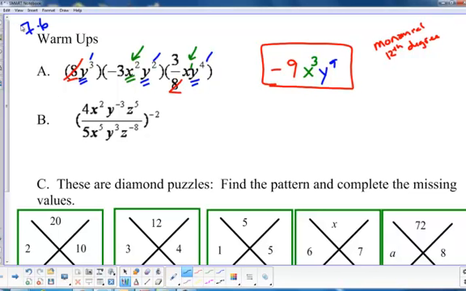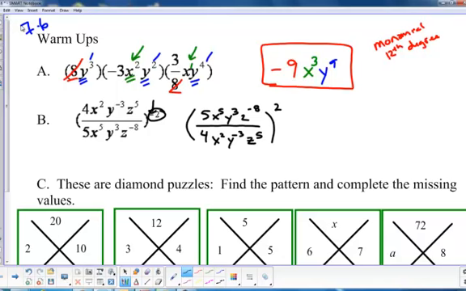Okay, for me, when I have a negative exponent, the easiest thing is to flip it right away. So I'm going to rewrite 5x to the 5th, y cubed, z to the negative 8, exactly as it is, over 4x squared, y to the negative 3, z to the 5. And then I'm going to square the whole thing.